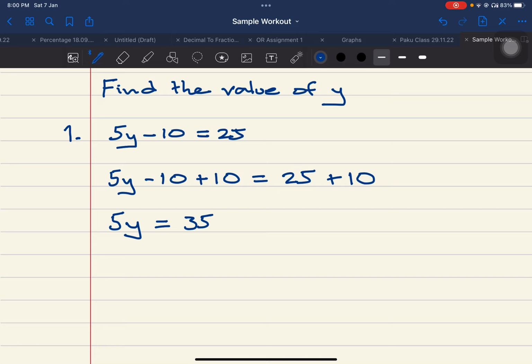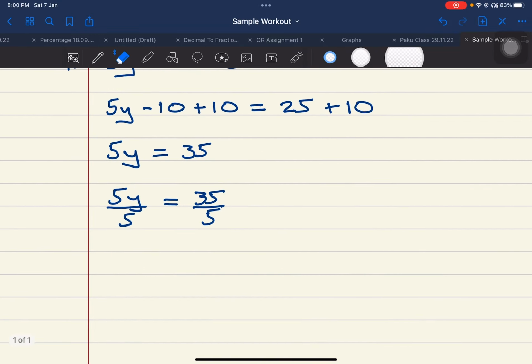Now what do we do? Take a look. We have 5y here and 35 on the right-hand side. We will do something similar. We will divide 5y by 5 on the left-hand side, and we will divide 35 by 5 for the right-hand side as well.